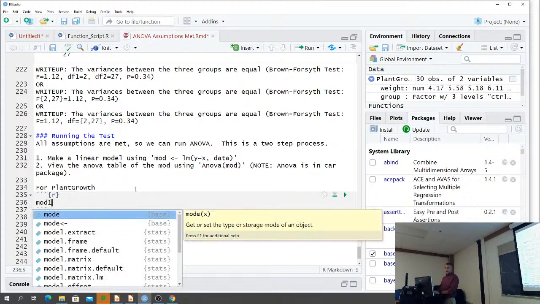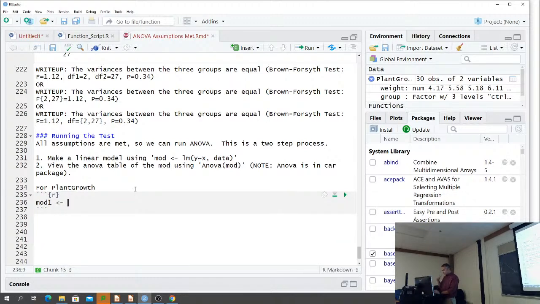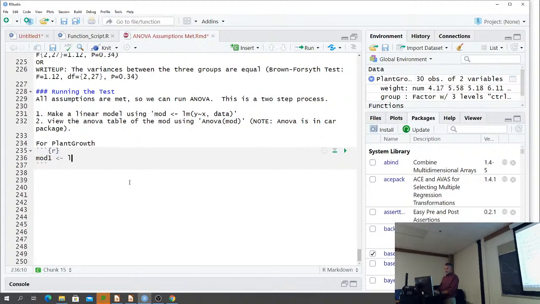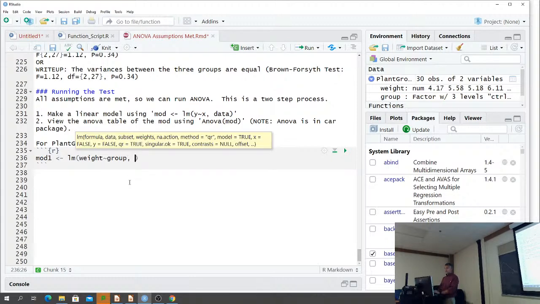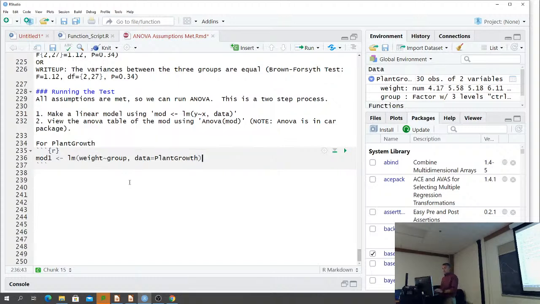So I'm going to call it mod 1, our first model. I'm going to create a linear model. LM is linear model, where weight is a function of group. It's everything that we've been doing. And our data is Plant Growth. And everything else is good.